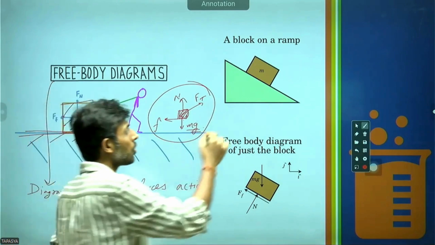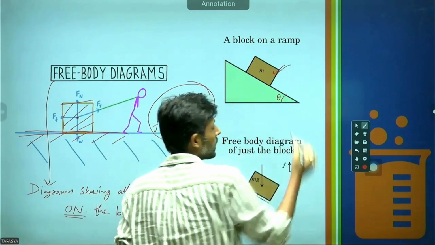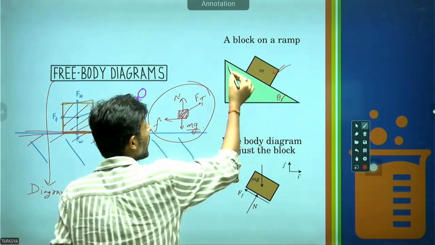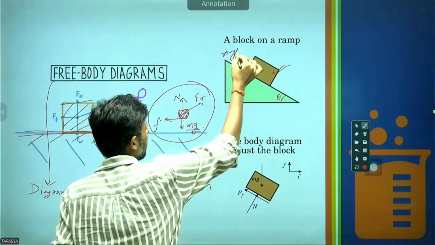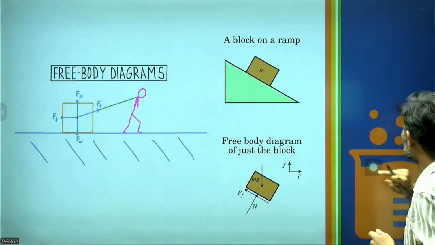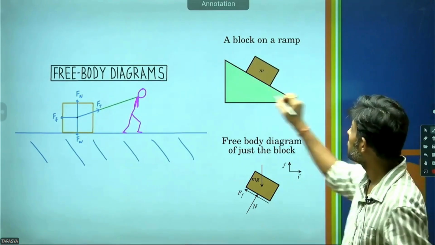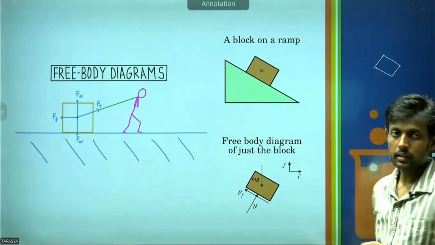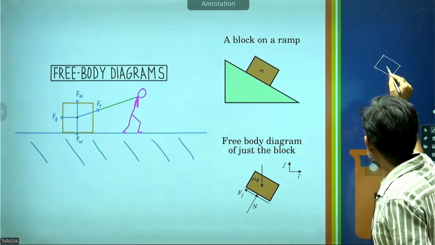Similarly, try drawing the free body diagram of this block, assuming this angle to be theta. And this is a rough surface. But this is what you have to do when you draw free body diagrams. First thing, separate the body from the setup. This body, you separate it from the setup. Just the body, nothing else. No wedge, nothing else.